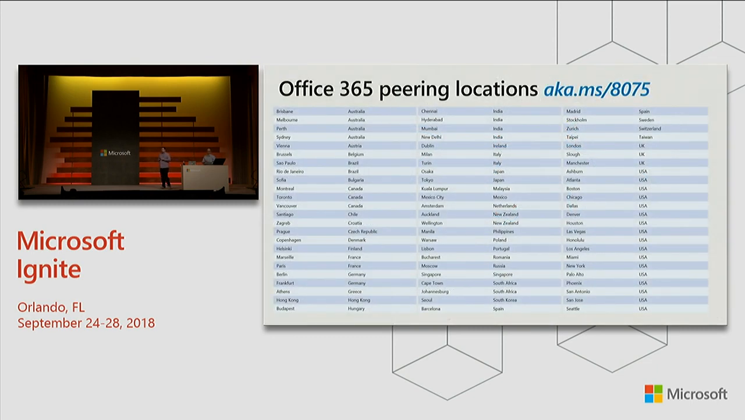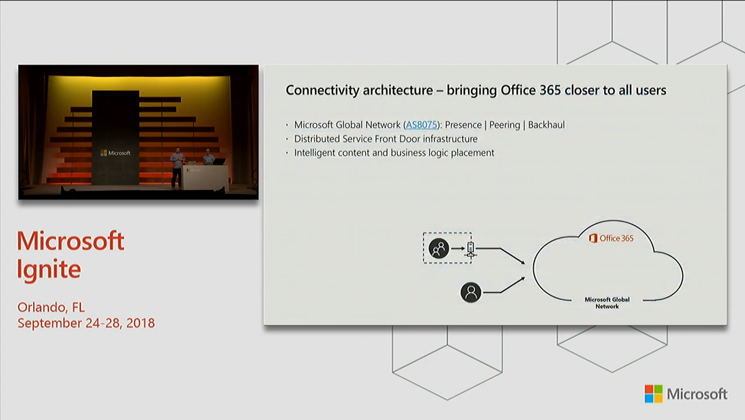So a quick list of where those locations are, where we have peering. You can look them up yourself on that aka.ms URL. 8075 is our ASN number, and it will show you exactly where Microsoft's nodes are across the world in terms of our network peering points.